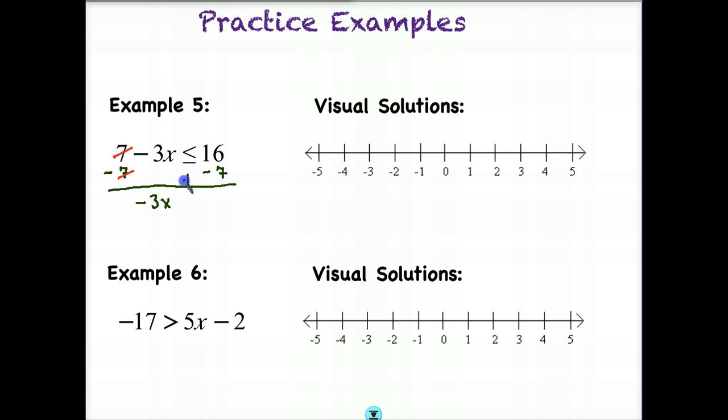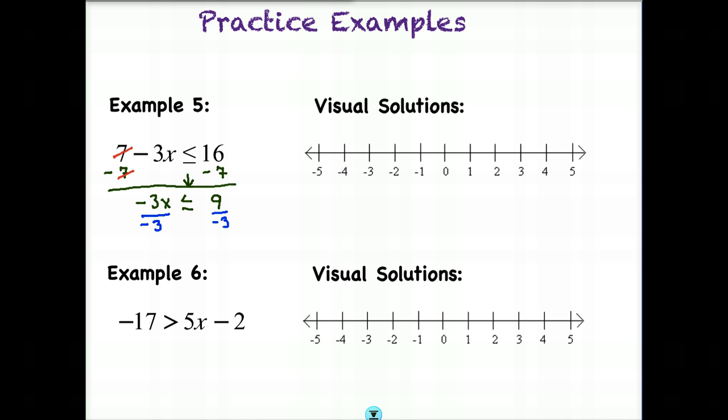Make sure to bring down your sign. It's a less than or equal to sign. And that's the first time we've had that. So think about what kind of circle you will need to draw when you are representing your visual solutions. 16 minus 7 is then 9. Okay. Final step. I need to divide both sides by a negative 3.